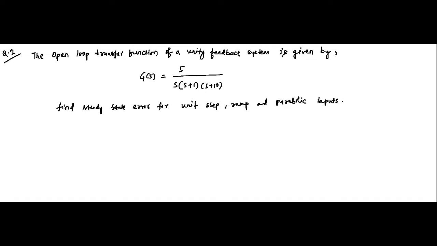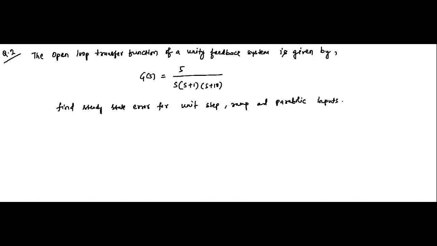So here is another question on error analysis. The question is, the open loop transfer function of a unity feedback system is given by G(s) is equal to 5 by s into (s plus 1) into (s plus 10), and we have to find out the steady state error for unit step, ramp and parabolic inputs.